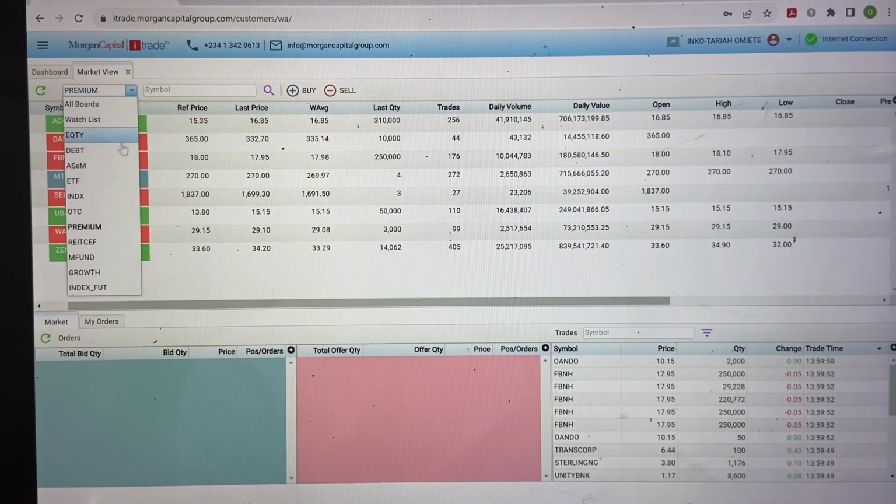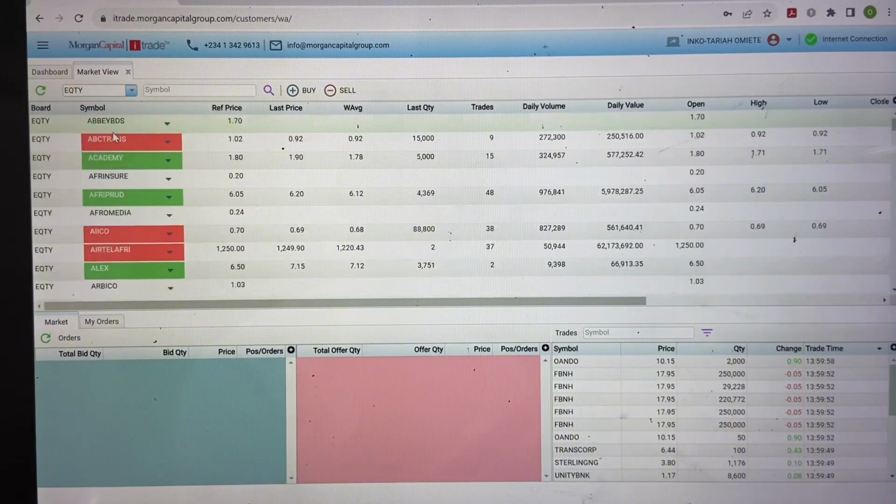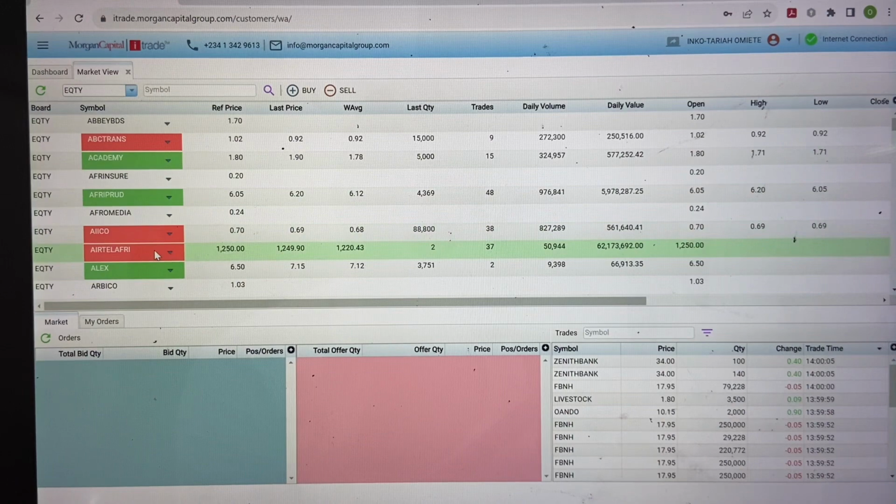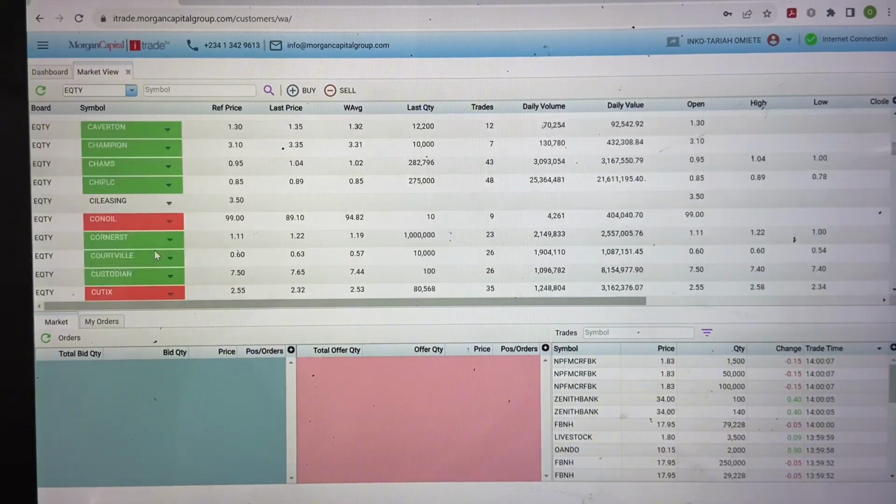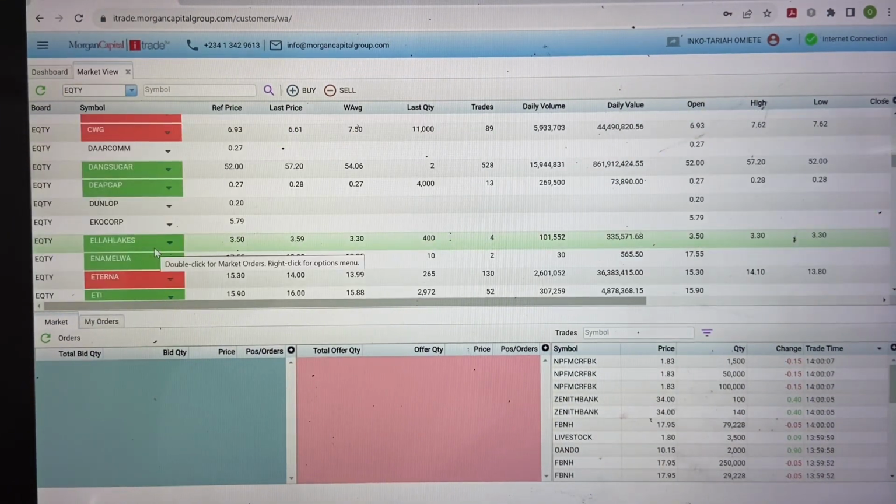And then you also will find the remaining stocks on equity. Click on equity and then you come here. What you find is the rest of them arranged in alphabetical order. As you can see, if you click down, this is what you get.